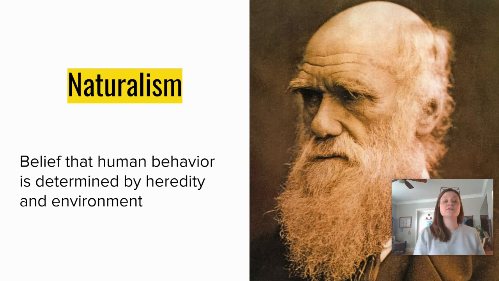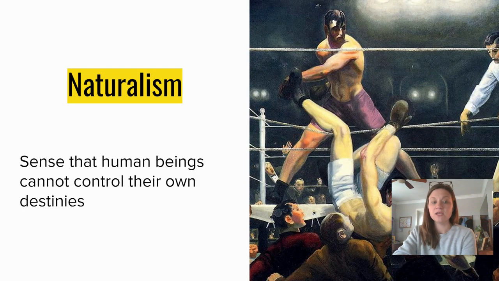Belief that human behavior is determined by heredity and environment. So the fact that I am the way that I am because of where I grew up, who my parents were, and what I've been exposed to. There's kind of a lack of control then, which brings us back to this comparison almost to the Puritans, and this idea that who we are and what is going to happen to us is predetermined, which then directly transitions into a sense that human beings cannot control their own destinies. Very Puritan, not based on religion this time, based on science.